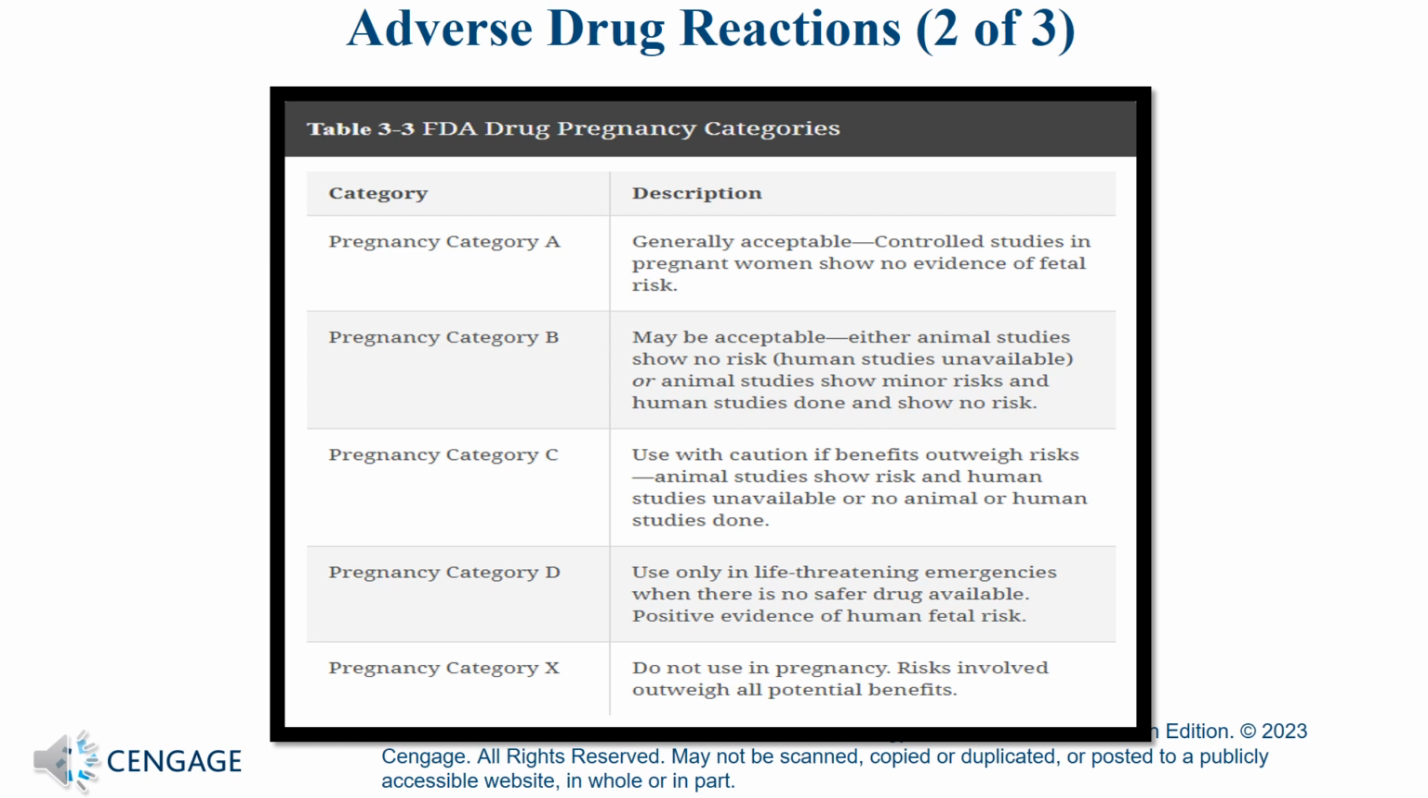When you look at B, it may be acceptable. Either animal studies show no risk, but human studies are unavailable, or animal studies show minor risk and human studies done show no risk. You go to C, use with caution if benefit outweighs risk. Animal studies show risk and human studies unavailable, or no animal or human studies done. You have D, use only in life-threatening emergencies when there is no safer drug available. There is positive evidence of human fetal risk. And then X is do not use in pregnancy. Risk outweighs all potential benefits.